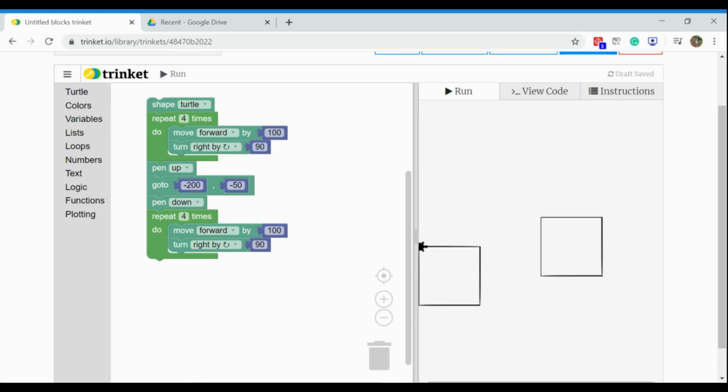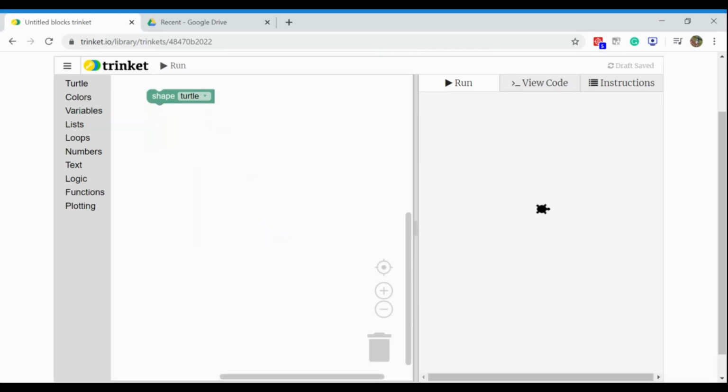So this is how you move your pen using coordinates. You guys should be familiar with using distance to draw objects. And by this, I mean moving forwards or moving backwards by a certain amount. And you guys use this block to draw different shapes like squares or hexagons. You can also use this block to move your pen.